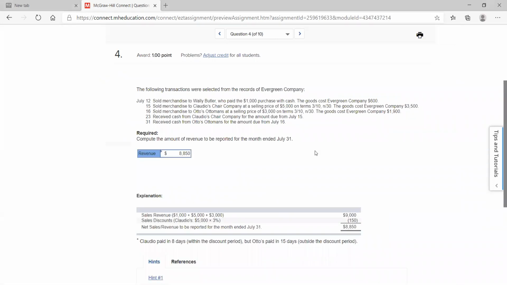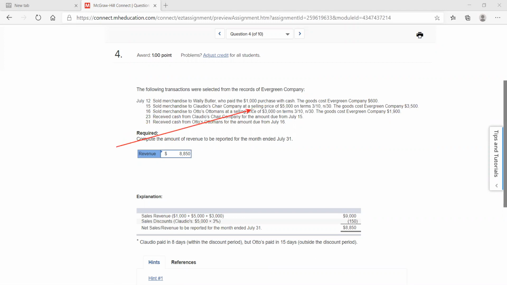Let's see, problem 4, they want you to figure out the total amount of revenue to be reported for the month. And of course, you've got a series of transactions where you have some sales. The first 3, in fact, are sales. And then you've got some situations where you've got some payments. So you have to take into consideration, is it a cash sale, which the first one is, or a credit sale? And if it's a credit sale, what are the discount terms? And you have to watch to see if they pay within the discount period.